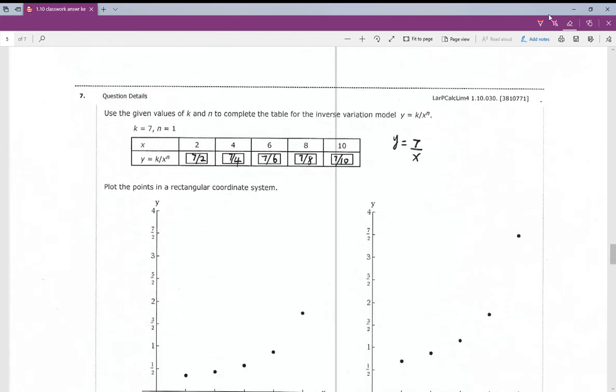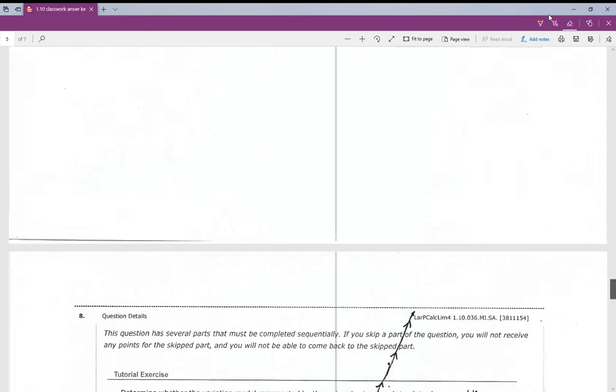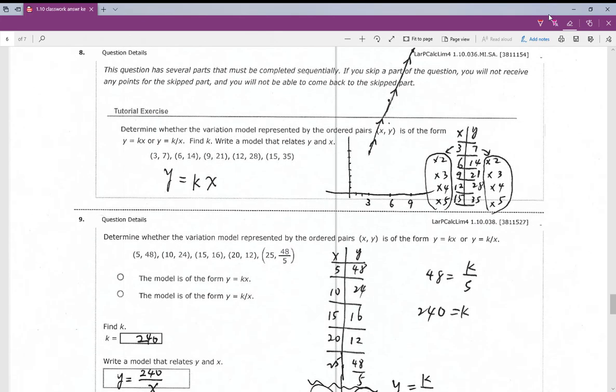Number 7, same thing, similar. Just this time, the formula looks like an inverse variation. And then you just try by yourself. Number 8. Number 8, they provide the data for you.